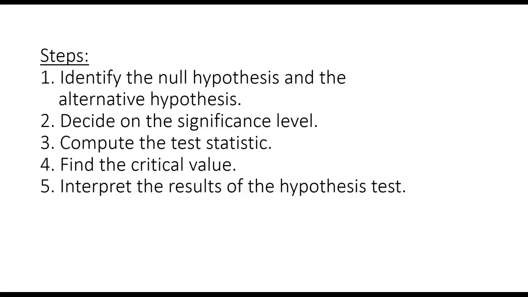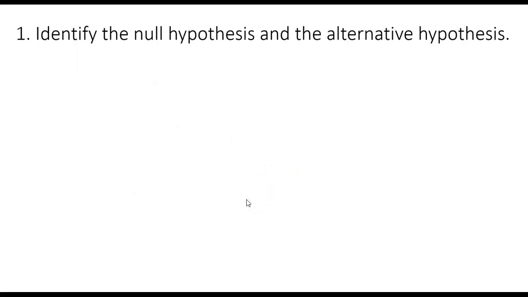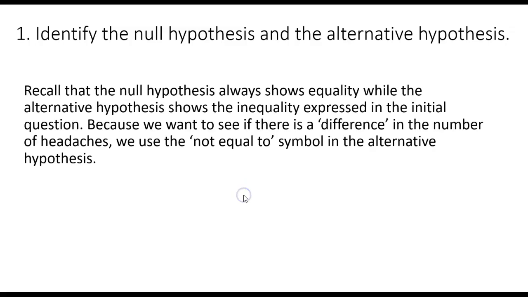First, we're going to identify the null and alternative hypothesis. Then we'll decide on the significance level. We'll compute the test statistic, and we'll find the critical value. From that, we will be able to interpret the results of the hypothesis test. Let's jump in. The first part, identifying the null and alternative hypothesis.